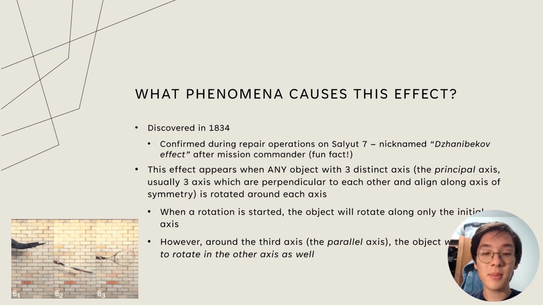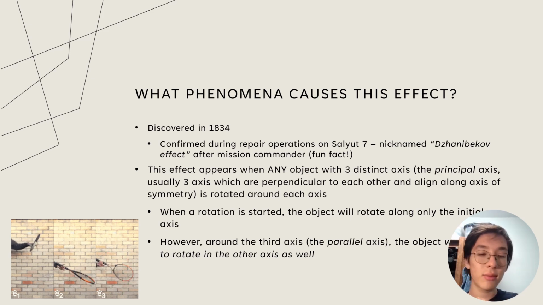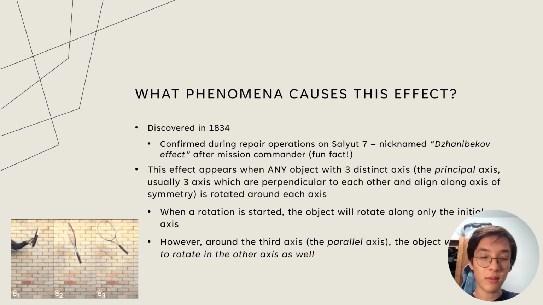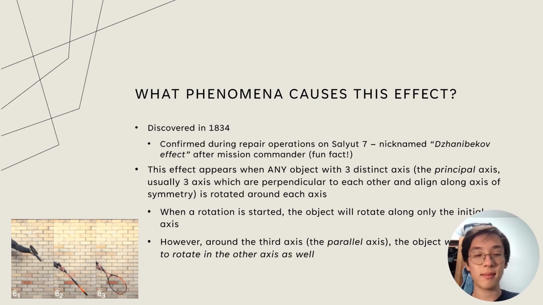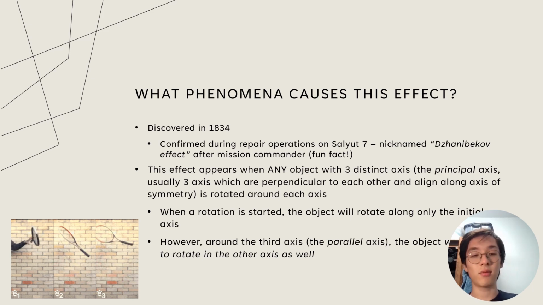The effect appears in any object with 3 distinct axes, namely called principal axes. Usually these are 3 axes which are perpendicular to each other and align along the axes of symmetry of that object, and the object is rotated around each axis. When a rotation is started, the object will rotate only along the initial axis in a number of axes. However, whenever you rotate around that third axis, otherwise known as the parallel axis, the object will start to rotate in the other axes as well.